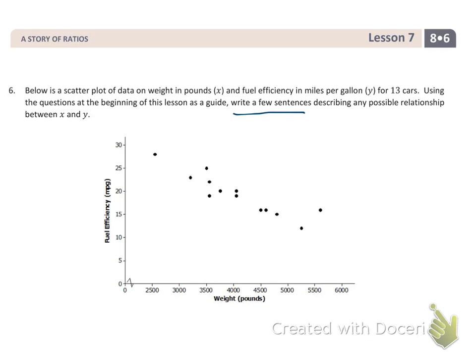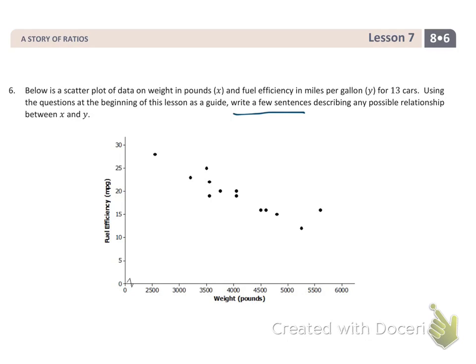Okay, so exercise 6 is a scatter plot of data on weight in pounds and fuel efficiency in miles per gallon for 13 cars. This is similar to one we saw in the last lesson. Using the questions at the beginning of this lesson as a guide, write a few sentences. Okay, so we just talked about that. So what could we say about this one?